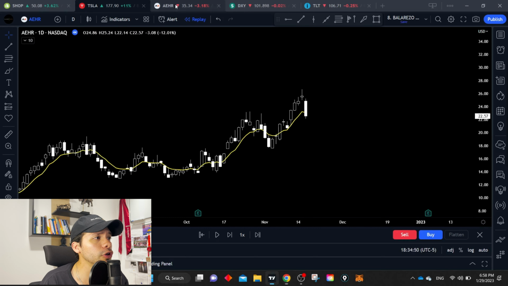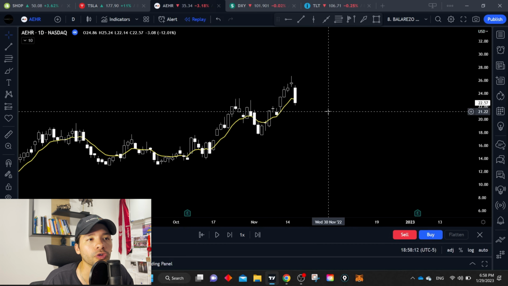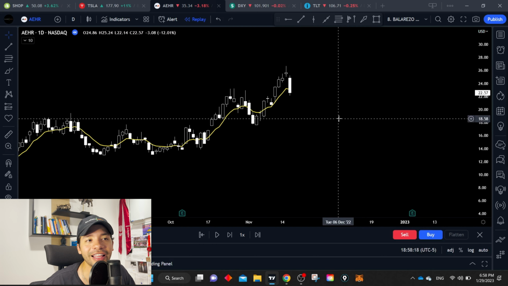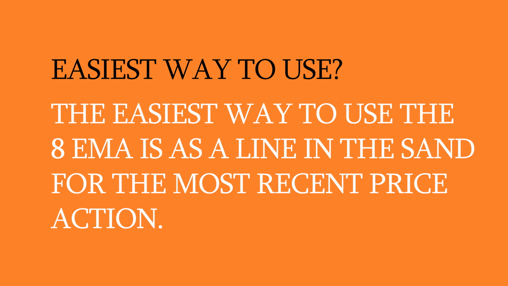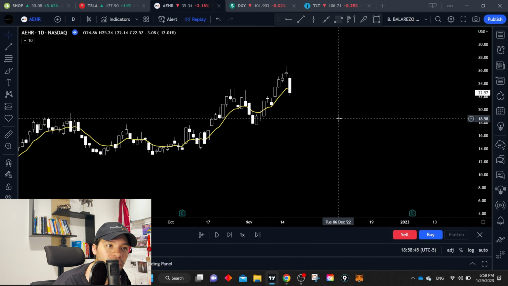So if we continue to move forward here, we can ask ourselves, what is the easiest way to use the 8 exponential moving average? The reality is that the easiest way is just to understand that the 8th exponential moving average is not necessarily a perfect point or a perfect level in the chart, but is most used as a line in the sand for the most recent price action. That means that as long as the price is below it, the short-term path of least resistance is to the downside, as we saw in the example with Tesla. And then the opposite is true. When the price is above it, the path of least resistance is to the upside.